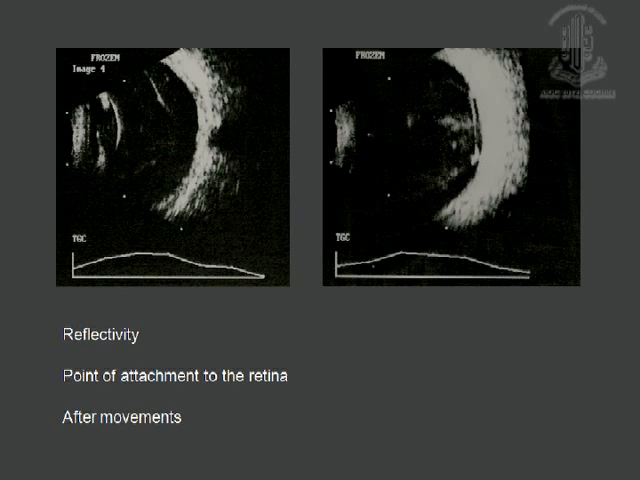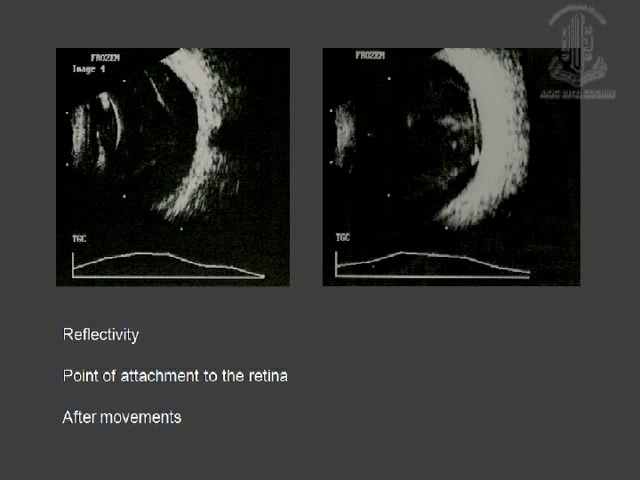The number of points you need to take can vary from case to case. Reflectivity is a good indicator. A low reflective membrane with good after-movements, or good mobility, is usually indicative of a posterior vitreous detachment. There are other clues which you can use. The points of attachment: if you have a membrane which is not attached to the disc but attached somewhere else, or to the nasal retina, or some other point apart from the disc, then you know it can't be a retinal detachment. It has to be a posterior vitreous detachment.